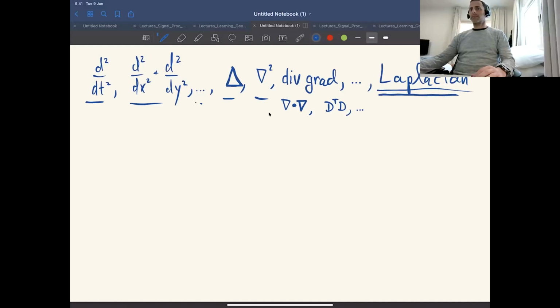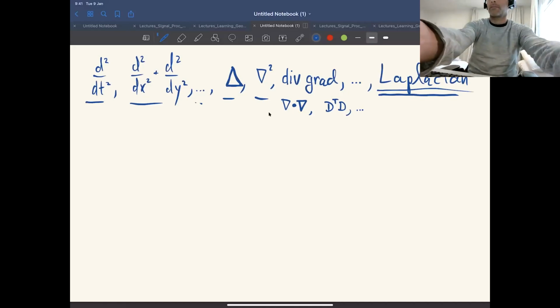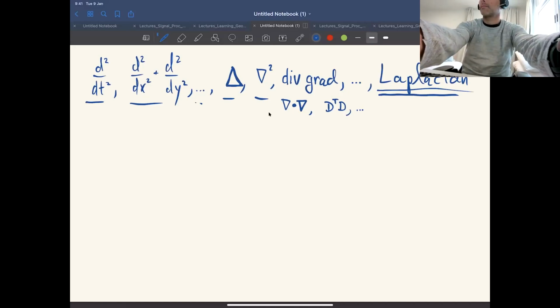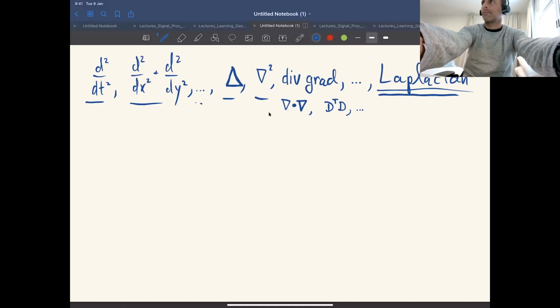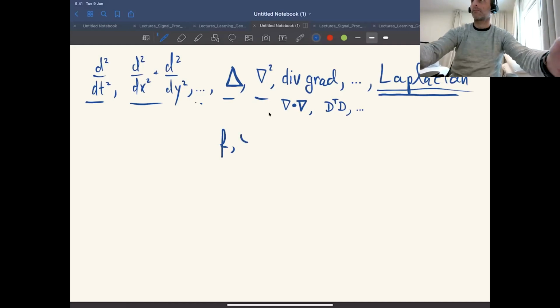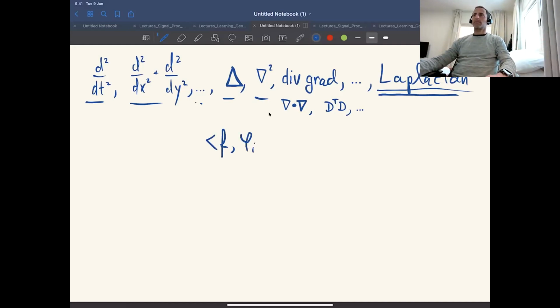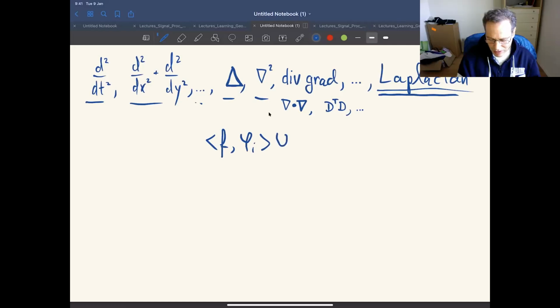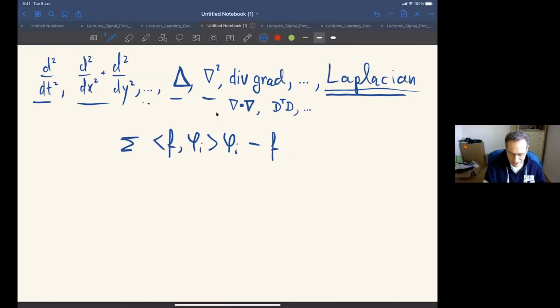Now, in signal processing per se, the justification of using the Laplacian came about from the following problem. Assume that I would like to represent a function by finding a basis, a set of basis functions psi, so that the projection of this function onto this basis would give me in this representation the best possible way of representing a function. And in this truncated by k basis, I would like to represent my function in the best possible way.